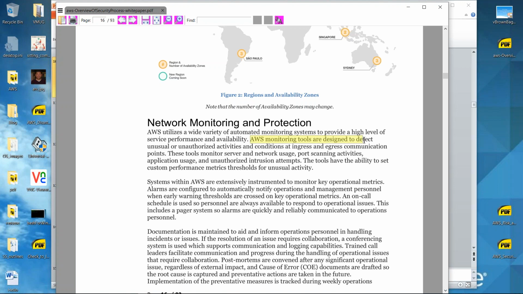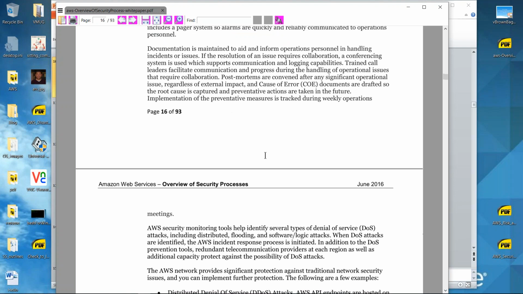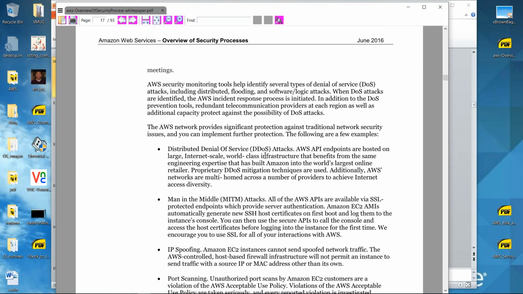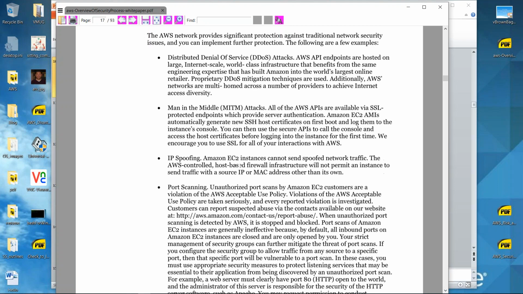And it also provides tools designed to detect unusual or unauthorized activities. So this is something we need to know about. And then a few examples: AWS is able to prevent all of this. I think DoS mitigation is one of the exam objectives that we need to know. Then this describes how AWS will prevent DoS attacks, man-in-the-middle attacks, IP spoofing, and how it does it, and also port scanning.